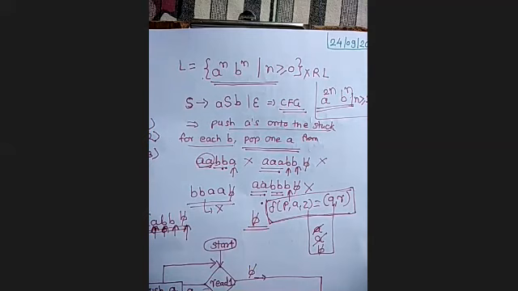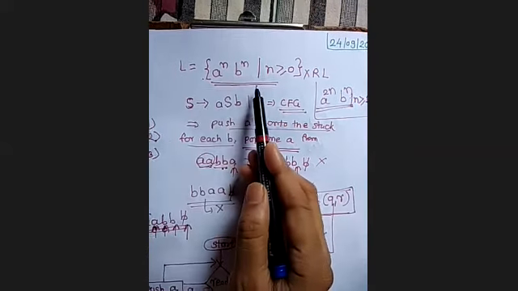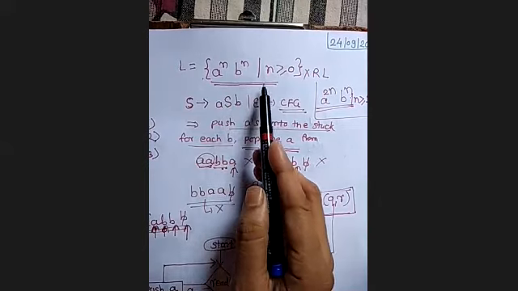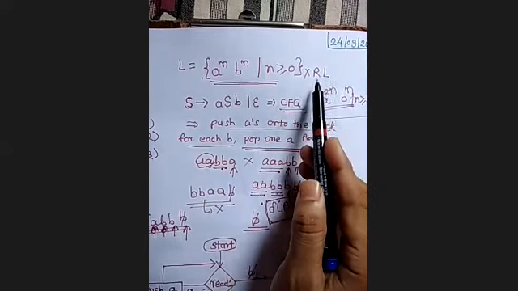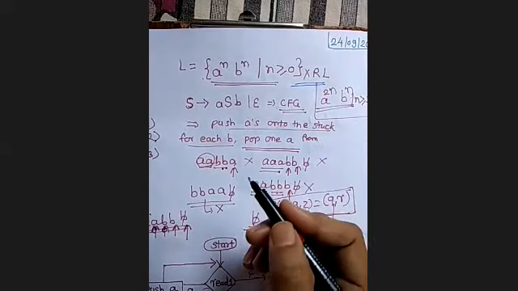In the earlier lecture, we have seen how we can design the push down automata for the regular languages. Today we'll continue that example. Last time we considered this example: a to the power n followed by b to the power n, where n is greater than or equal to 0. We have seen it is not a regular language, but it is a context-free language.